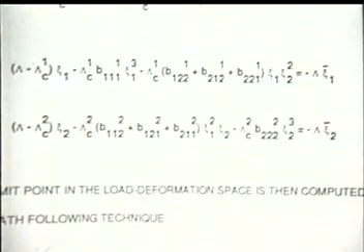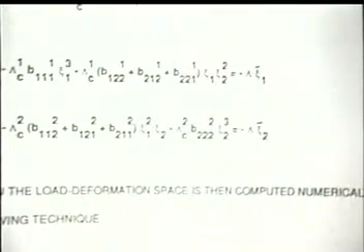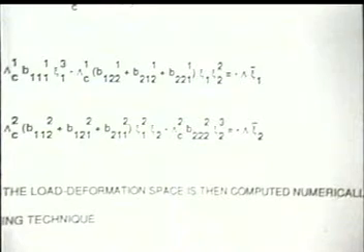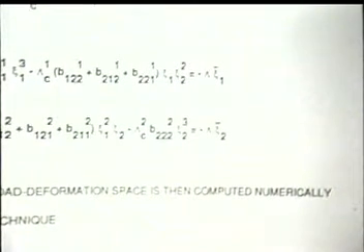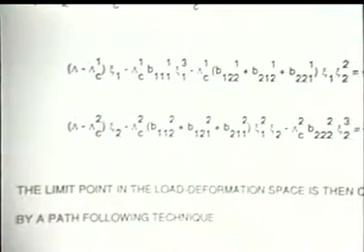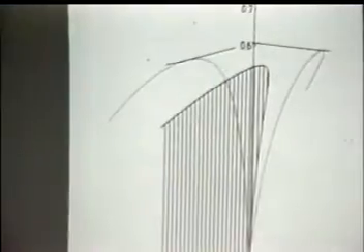Okay, how do you solve that? This is a space curve. Luckily, we know that the curve we are interested in starts at lambda equal to 0, no load, no deformation. So we start at the origin of the axes. And then we use Riks' path following technique to find the limit point. You just climb up on it and find it. It is a question of seconds even on a PC.